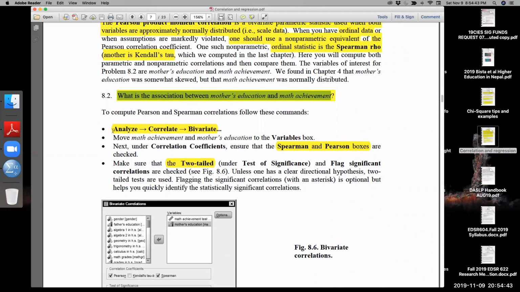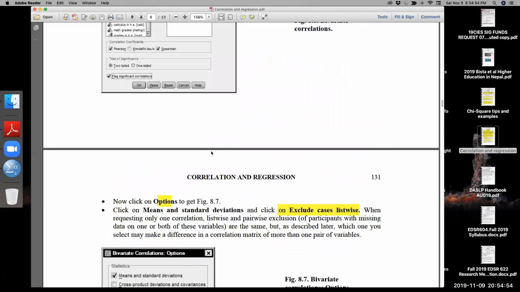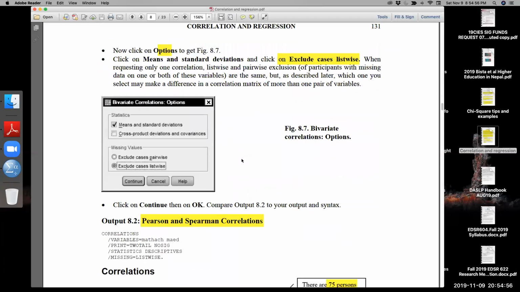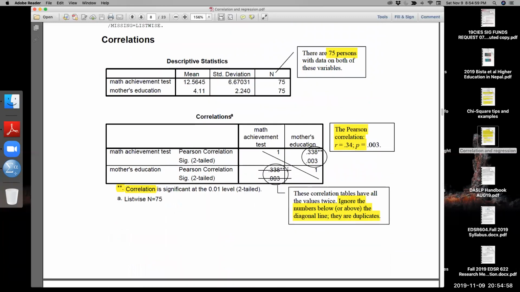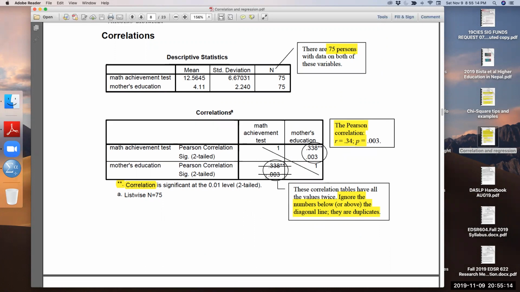Here is how you can compute Pearson or Spearman correlation in SPSS. Click on Analyze, hit Correlate, and Bivariate. Here is a figure from that, and you look into just one part rather than both parts of your correlation data points. Just ignore the numbers below or above the diagonal line because they are duplicates.